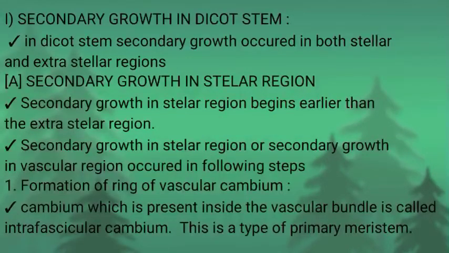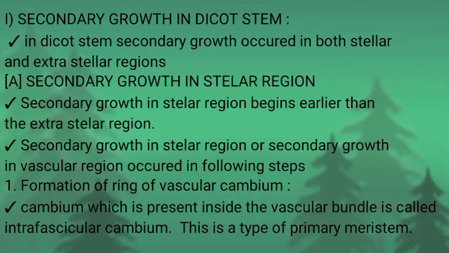Under this we have two topics. The very first one is secondary growth in dicot stem. The second one, secondary growth in dicot root. The very first one, secondary growth in dicot stem. In dicot stem, secondary growth occurs in both stellar region and extrastellar region.